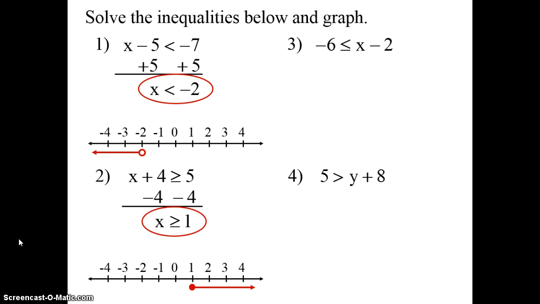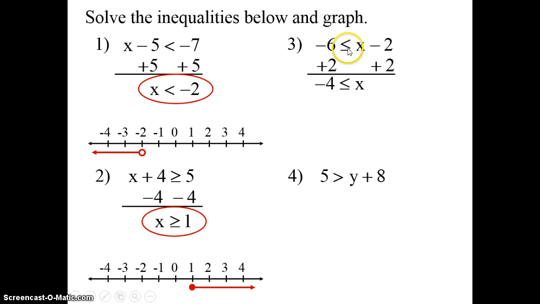Let's look at 3. You'll notice that this time the x is on the right side of the inequality symbol, so I do want to keep it on the right side as I'm working out the problem. X is subtracting 2, so let's do the inverse of subtracting 2, which is adding 2. Now, negative 6 plus 2, that's like losing 6 and then gaining 2. If I've lost 6 but gained 2, I should still be in the negative, so I've got negative 4.